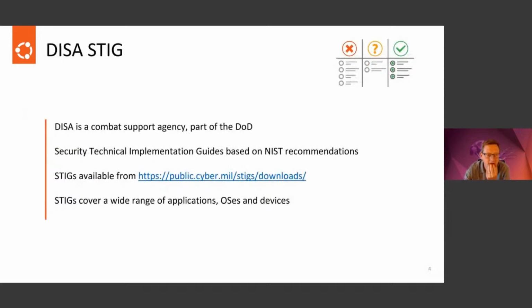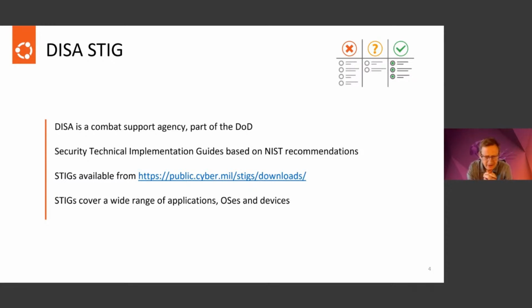So STIG is essentially a hardening guide, which is published by DISA. DISA is a combat support agency, part of the US Department of Defense. And it published these security technical implementation guides, obviously a bit of a mouthful. I think everyone just calls them STIGs. And these are based on industry recommendations, particularly what the NIST suggests for hardening systems. And this stuff is backed up by years of expertise. It's all good quality hardening guidelines.